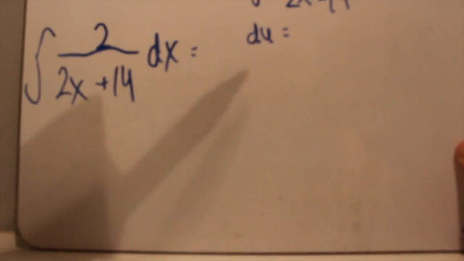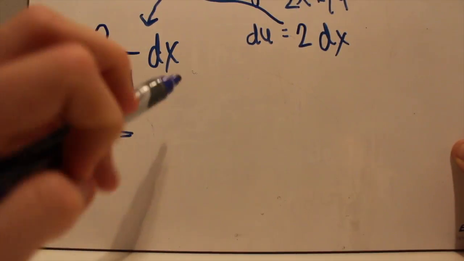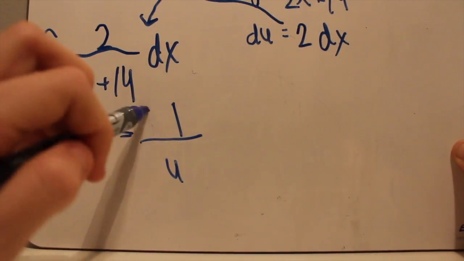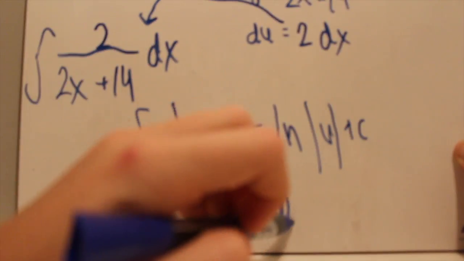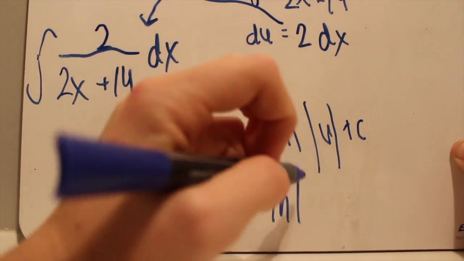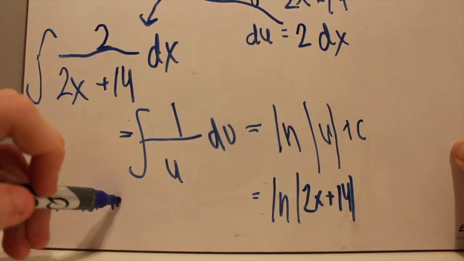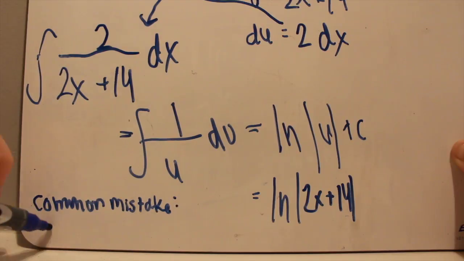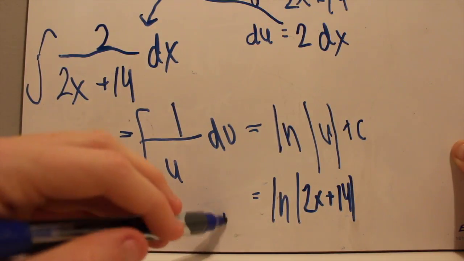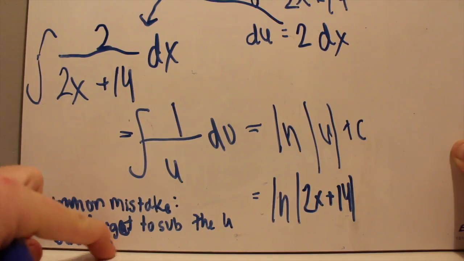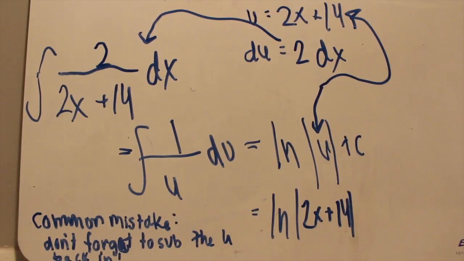Okay, for this one, I just wrote the u a little bit out of screen. It's going to be u equals 2x plus 14. Then you just use u substitution, so you get the integral of 1 over u du, which is just ln of absolute value of u plus c, which is a formula we're given. And then you just substitute the u back in, and you get the ln of absolute value of 2x plus 14. Don't forget to sub back in the u, that's a common mistake.